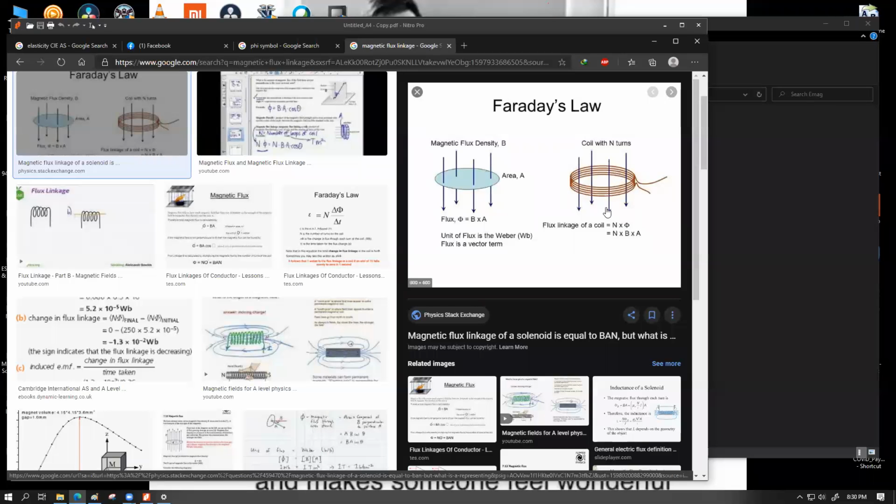For the scenario of multiple turns of a coil, each turn of the coil gives us one circular section. So if there are n turns, there are n circular sections. That's where the n comes in. Flux linkage of a coil equals n into phi, where phi represents the flux linkage for each individual turn of the coil.